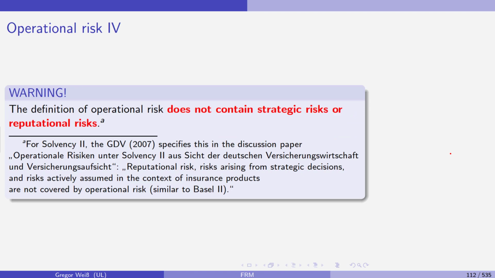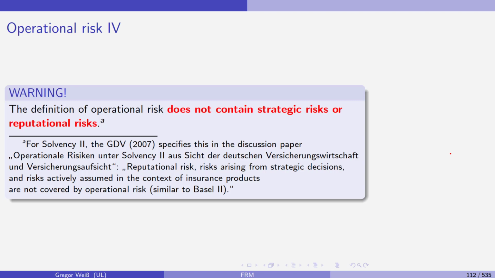So the definition of operational risk does not contain strategic risks or reputational risk. This is slightly different in Solvency II, the analogy to Basel II. Now, strategic risk would be that, for example, the bank does something wrong strategically. It offers the wrong services. It is not able to assess the market. That would be strategic risk. And operational risk is not strategic risk. It's not the risk that you have bad management.